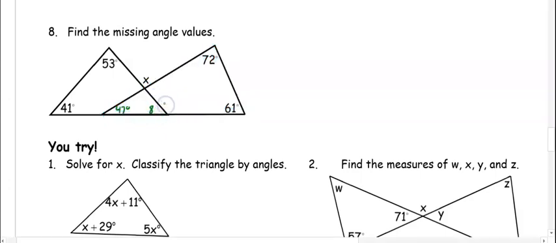Now I can focus on that little triangle where the triangles overlap. If I subtract those angles from 180, I get 47 degrees. So 47 and x are vertical angles, so x is 47 degrees.